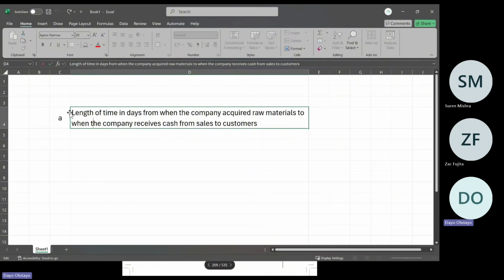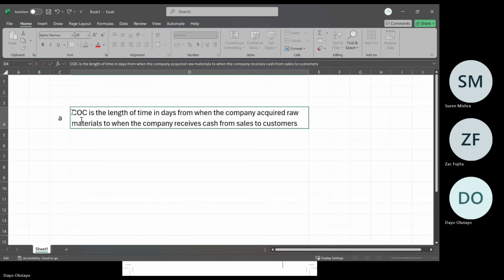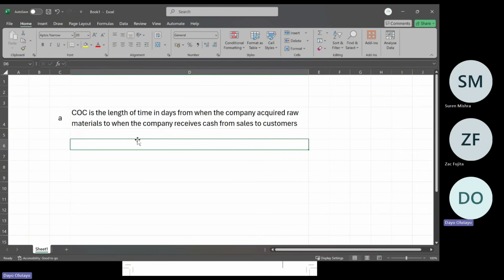The cash operating cycle is the length of time in days from when the company acquires raw materials to when the company receives cash from the sales to customers. It's not enough to stop there. It's always important to give the formula, which a cash operating cycle is given as account receivable days plus inventory days minus account payable days.